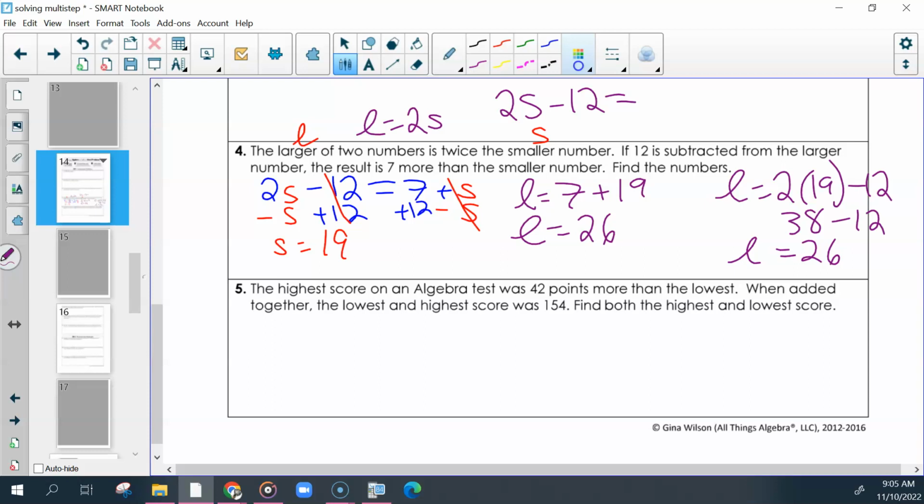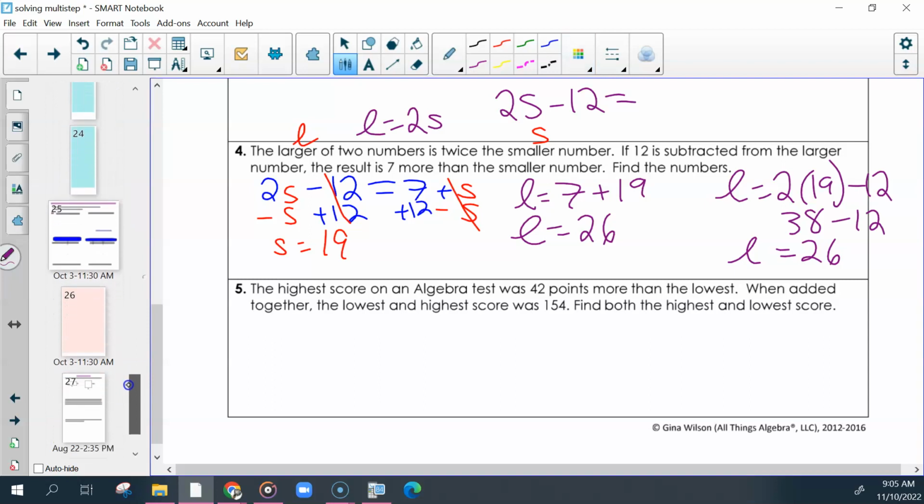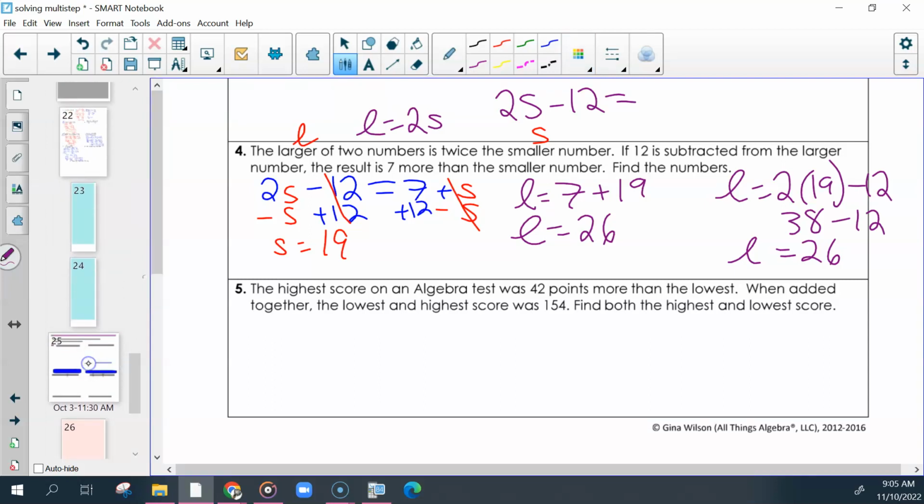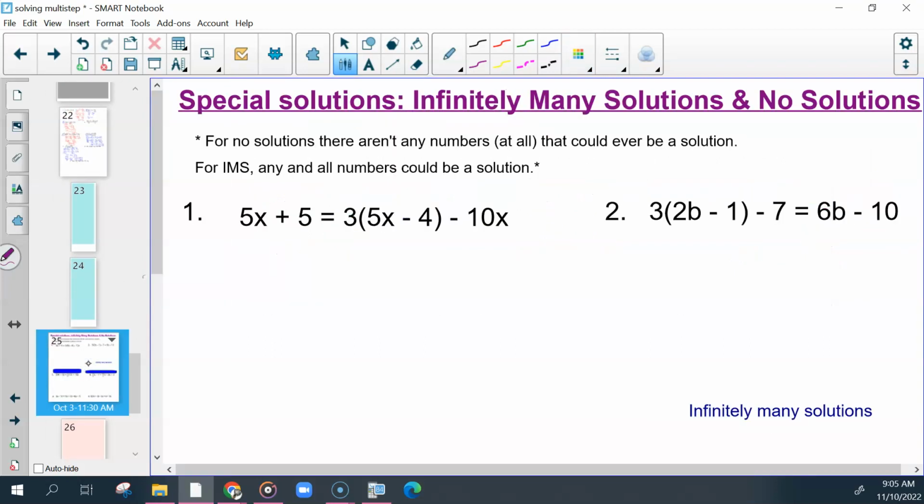All right, we're going to switch papers again, and then move on to the page that says special cases. It's blacked out on part of it. Yeah, that page. So we talked a lot about equations that have one solution, where you get x equals something, or whatever the variable is equals something at the end.